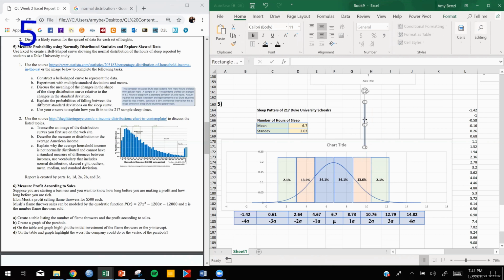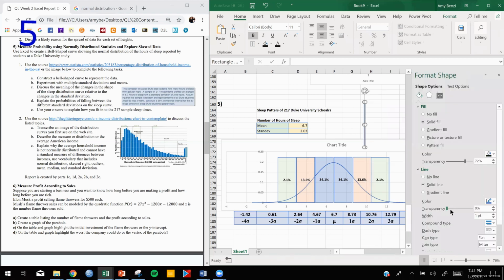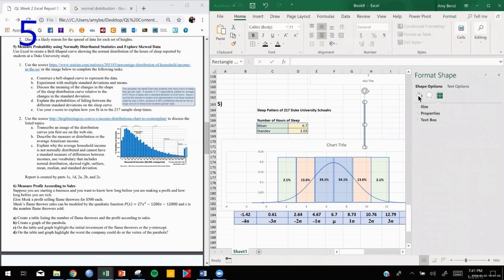All right, so now I have a line here. And my line, oh, it's because it's on transparent. That's why it didn't come out as dark as I had hoped. So I'm just going to format it and take it off transparency, which is actually over here.